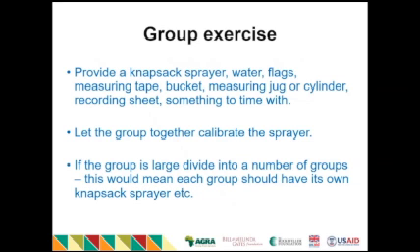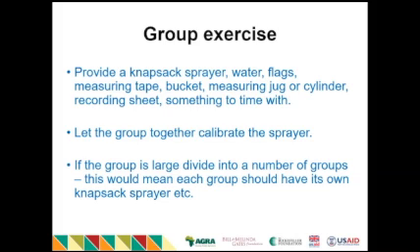One of the easiest ways to do this as a trainer is to run a group exercise with the people that are being trained. And what you would need for this is, of course, a knapsack sprayer. You would need water to spray. You would need poles with little flags on, of course, to put at the end of the 10-meter strip. Preferably a measuring tape to measure out the 10 meters. Like it was shown in the animation video, you would need a bucket and a measuring jug or measuring cylinder, and you would need somewhere to record this information.